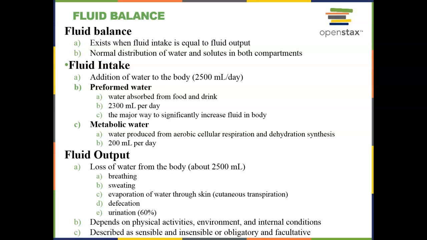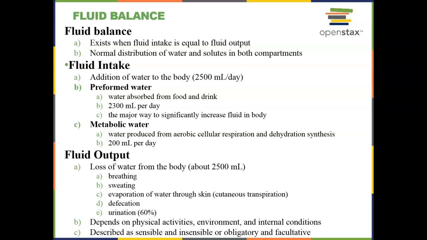A small portion of that water comes from metabolic reactions within our body. So when we have a dehydration synthesis reaction, that's going to actually produce water as a byproduct. When you build something up, you produce water as a byproduct. And when we are producing energy, water is another byproduct. And so we get a small amount, about 200 milliliters of metabolic water that is produced daily.